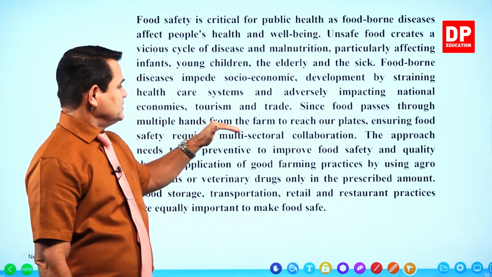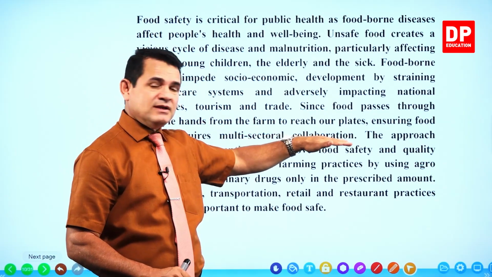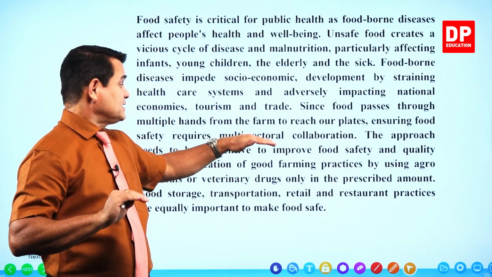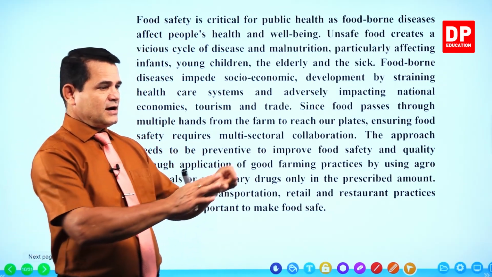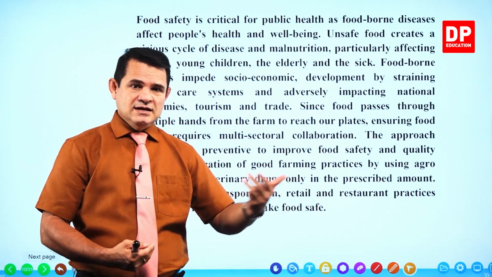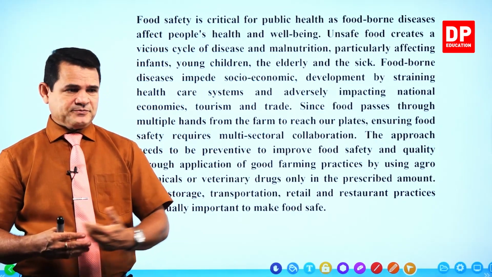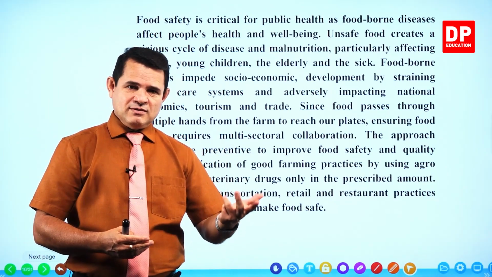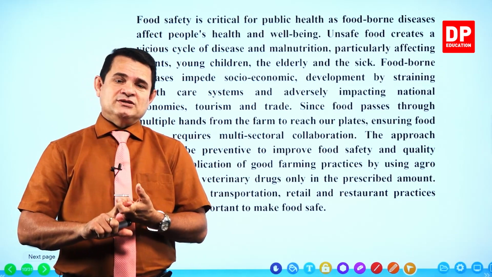Passes through, right? To ensure that, food safety requires multi-sectoral collaboration. So not only one sector, not just one side, collaboration from every sector is needed. That means only the farmer doing farming safely is not enough. Maybe the one who is harvesting, delivering, packaging, preparing food and selling. There are sectors from the farm to the plate: transportation, storage, cooking, selling, trade. It is only through the collaboration of every one of these sectors that we can achieve this.